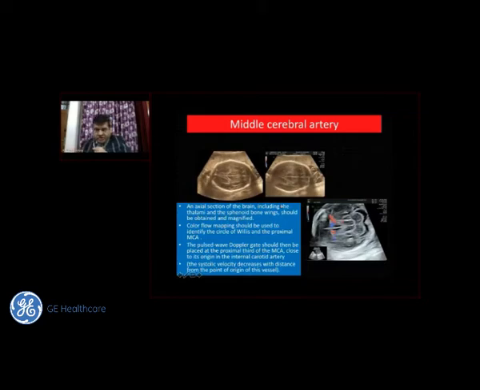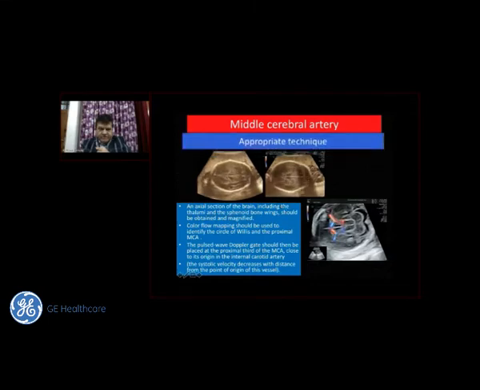Then we move on to the third most important issue, which is what to do once we see that the umbilical artery is showing a higher PI. We go on to the MCA, or the middle cerebral artery Dopplers. But to go there, we need an axial section of the brain, which includes the thalami and the sphenoid bone wings. Color flow mapping should be used to identify the circle of Willis, and the proximal MCA should be selected.